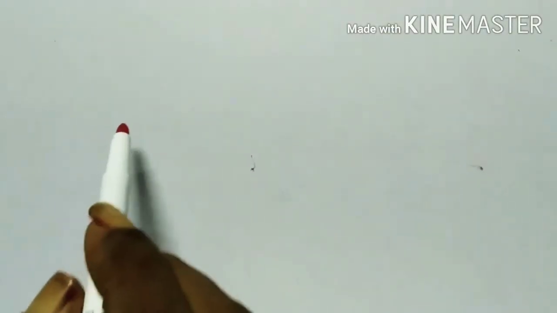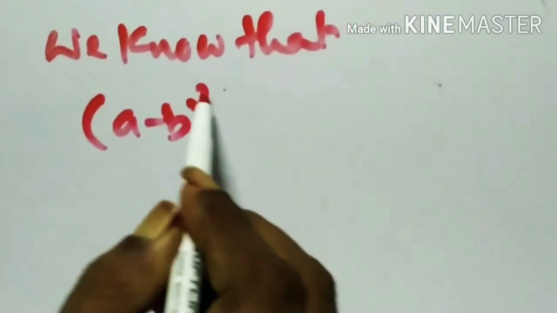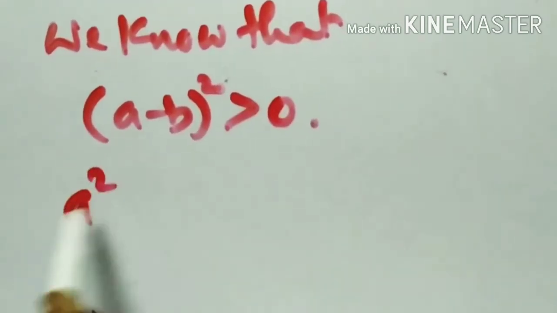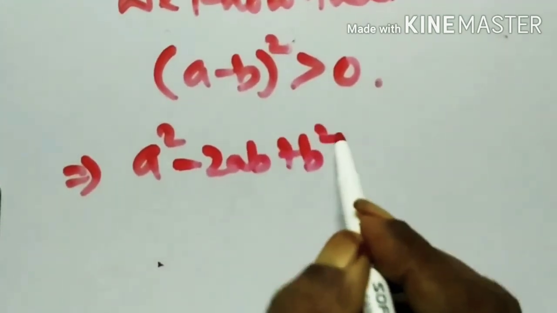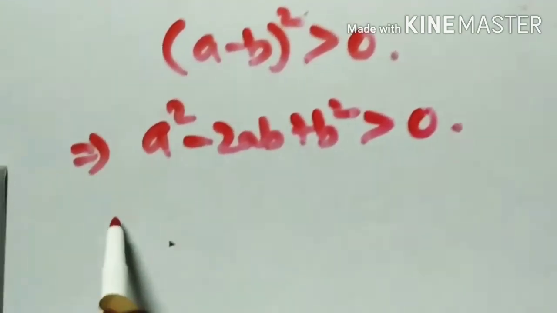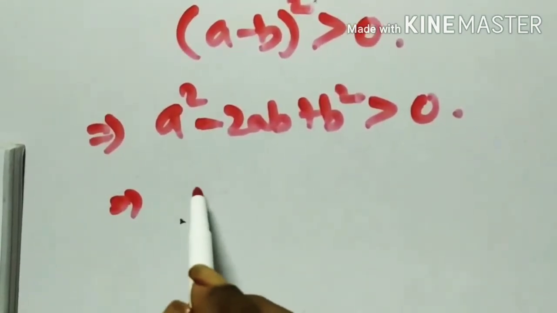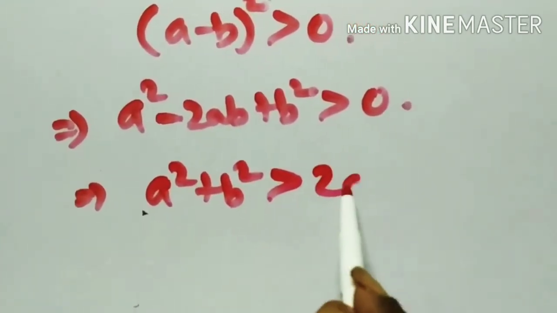Now see how I am going to proceed. Now you see, we know that a minus b the whole square is greater than 0. We know that. So a square minus 2ab plus b square is greater than 0. Now I can write this like this, that is a square plus b square greater than 2ab.